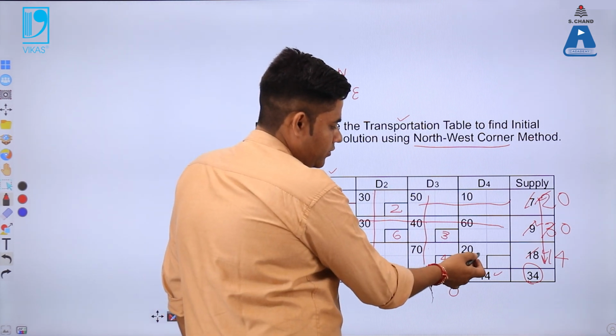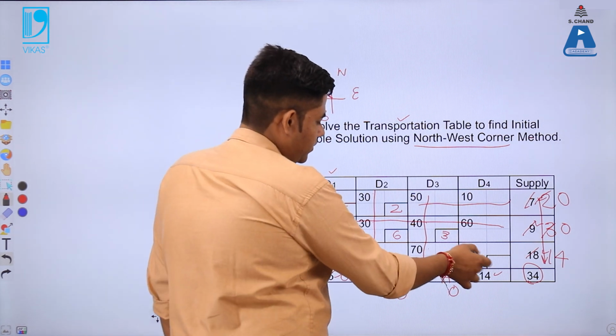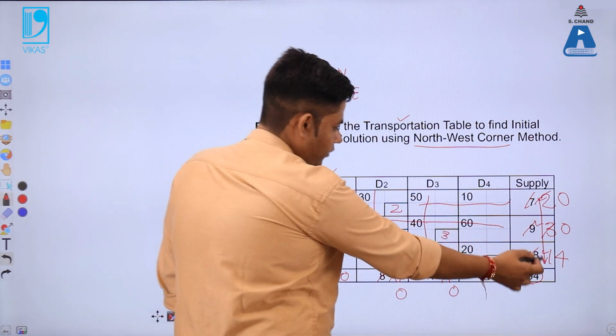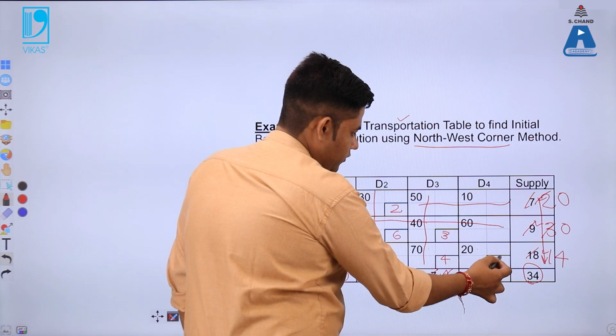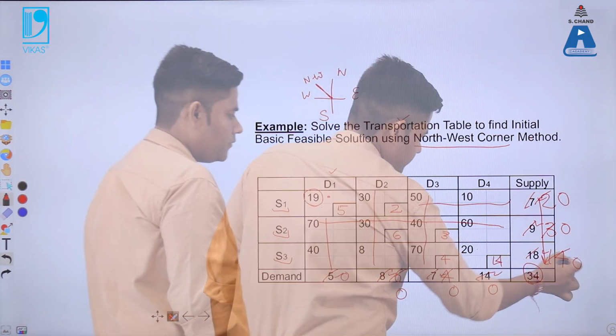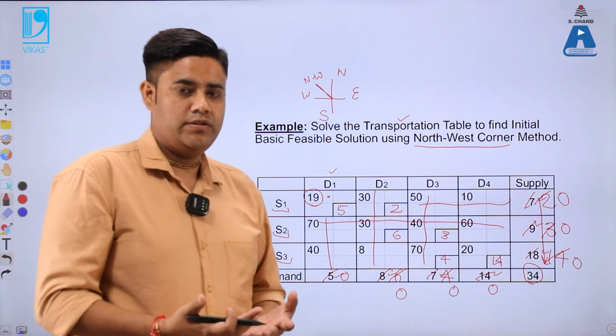Now you have only one element left, which is element number 20, S3 and D4. So S3 can supply 14, and the requirement is also 14. So 14 elements can be supplied here. So this is 0 and this is also 0. So you can see what algorithm is being followed by Amazon.